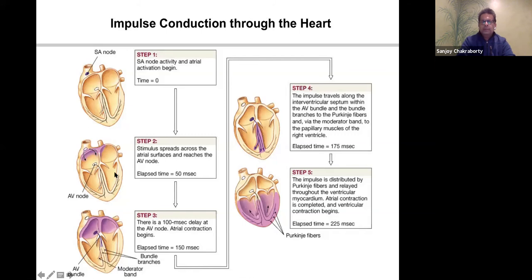That's exactly what happened. And while that is happening, while the blood is going because of the contraction, the signal is slowly creeping up from the AV node to the AV bundle, which is basically the branches that go through the septum. Those are all nodal cells. Now, this is kind of like a bottleneck. So there is a 100 millisecond delay over the AV node.